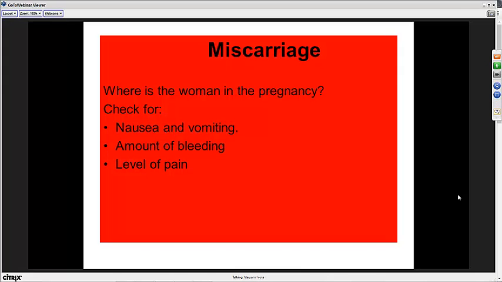So what you need to do is check for nausea and vomiting, check the amount of bleeding, and check the level of pain. The real pivotal thing is the second trimester, where homeopathy may actually be able to help, for whatever reason this lady is having the miscarriage, if she's never had a miscarriage before, if she's carried a child to term. In the second trimester, homeopathy is probably going to be the most effective. If it's the third trimester, maybe not so much.